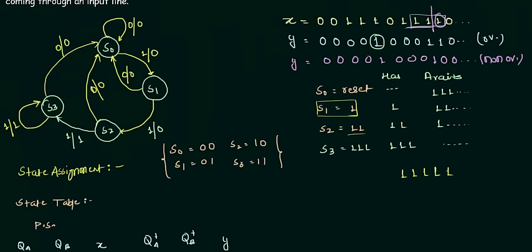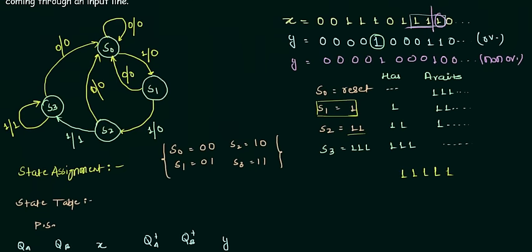When input is 0, I will go to S0, so 0, 0 with the output equal to 0. And when the input is 1, I will remain on S3 with the output equal to 1. So this is our complete state table. Now we will use this state table for the implementation.